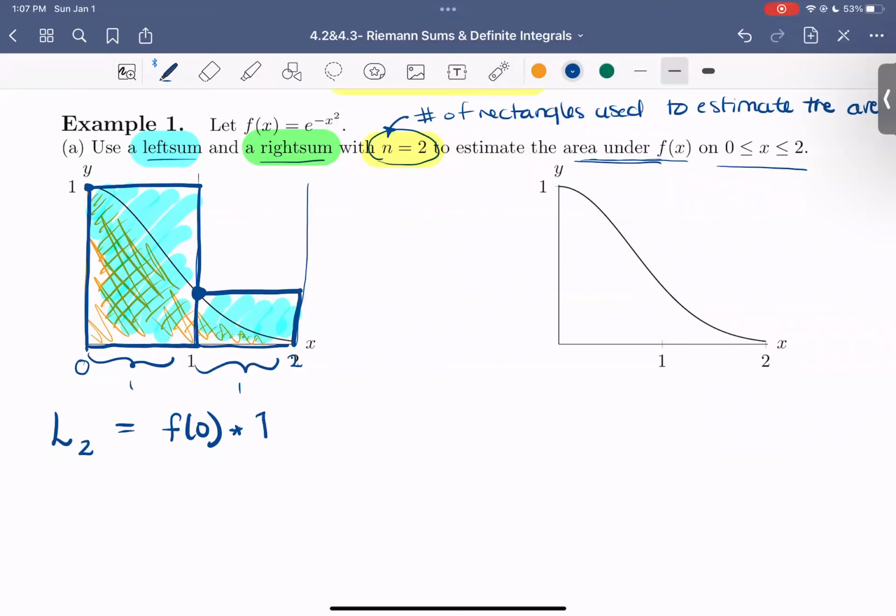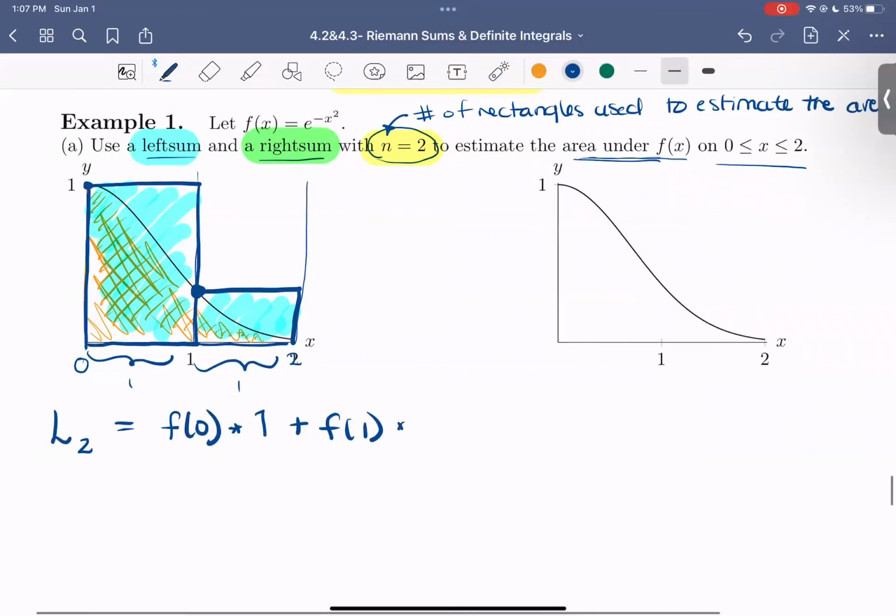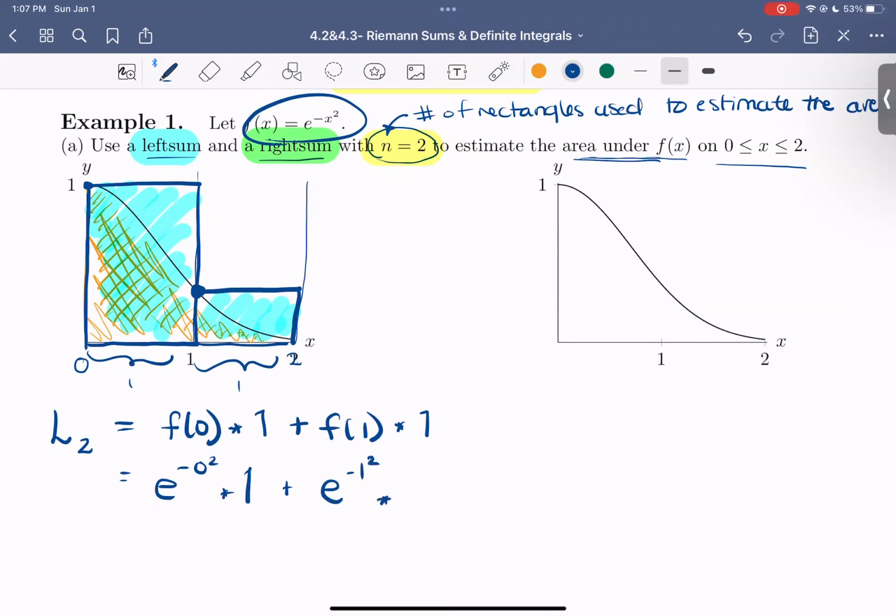So f of 0 times 1, plus f of 1, which is the output of my function on the left endpoint of my next rectangle, times the width, which is 1. Now what is f of 0? We can use our function rule here. So we have e to the negative 0 squared times 1 plus e to the negative 1 squared times 1.